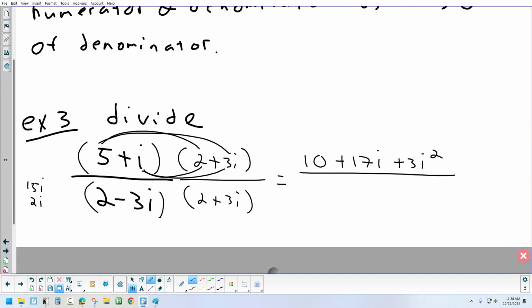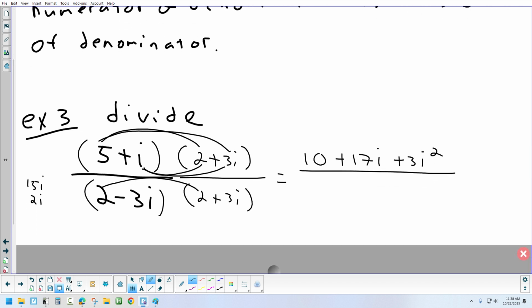Now let's do the bottom. 2 times 2, 4. 2 times 3i, 6i. 2 times negative 3i.